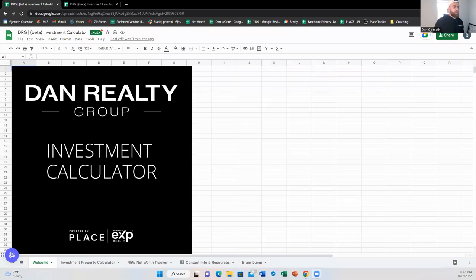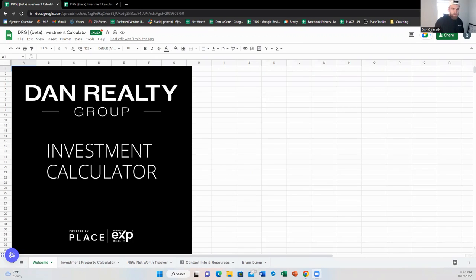I'm going to be going over our investment calculator today. This is a beta version of something our team has put together in order to help you calculate ROI, rate of return on your cash on buying investment real estate.